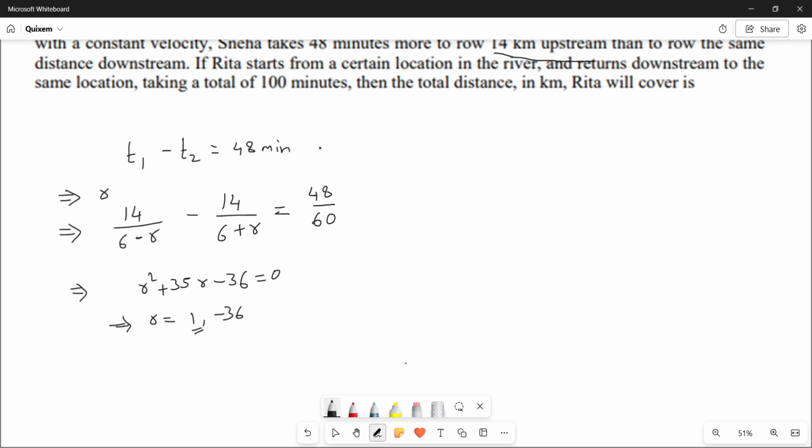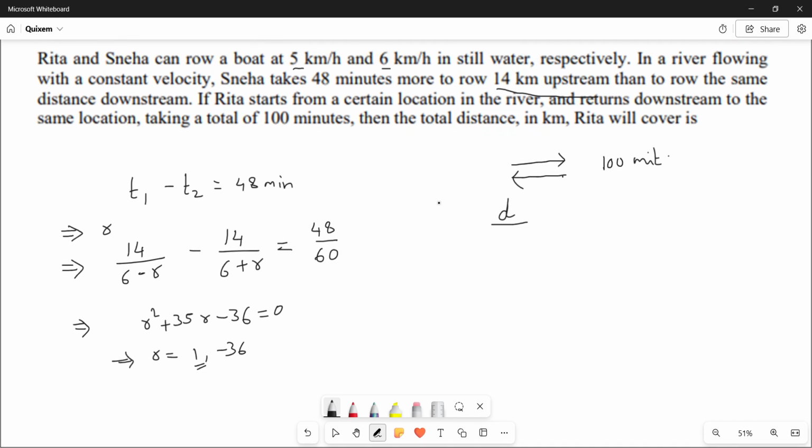Now, what is given in the second part? Rita starts from a point, goes upstream, and again comes downstream, and the total travel time is 100 minutes. We don't know the distance here, so let's assume the distance is d, and for Rita, the velocity is 5 kilometers per hour.